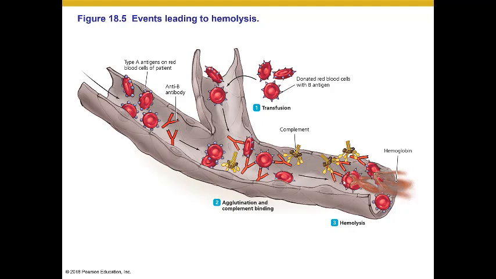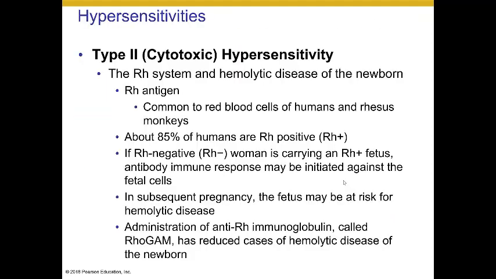So this incompatibility of blood type is leading to antibody action that causes cell death. And that's where the term cytotoxic hypersensitivity comes into play here. Another example is this hemolytic disease of the newborn.